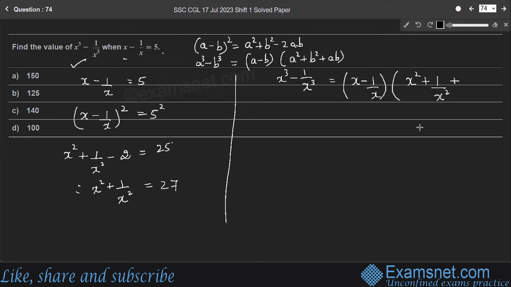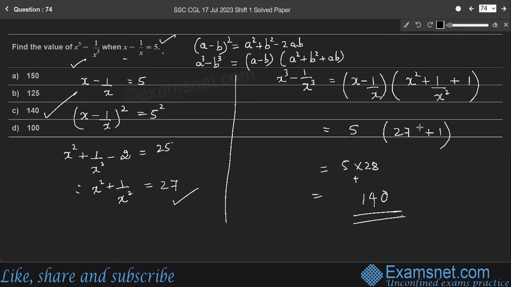Therefore, 1. So x minus 1 by x, which is already given, 5, is equal to 5 into x square plus 1 by x square, which is equal to 27, just now we had calculated, plus 1. So it becomes 5 into 28, which is equal to 140. So 140 is the answer, option C.